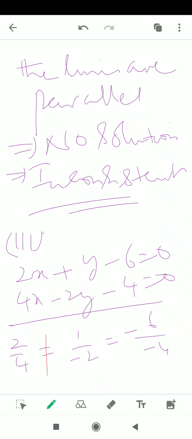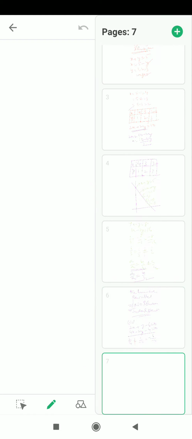Because these are not equal, the lines are intersecting. The two lines are intersecting each other, and at one point they are common. I mean they intersect at one point, and thus they have a solution and are consistent. Only one solution is possible. So this implies the given lines are intersecting.